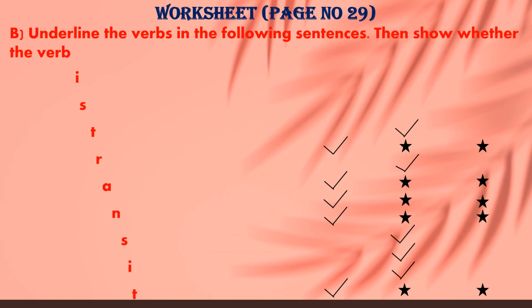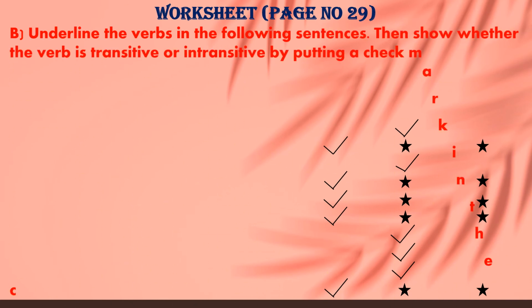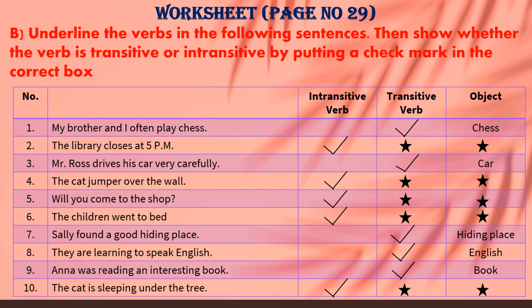Worksheet on page number 28, question number B. Underline the verbs in the following sentences. Children, you have to find out whether the verb is transitive or intransitive. Here I have already given the answer, but I'll show you how you can find out. My brother and I often play chess. So what do my brother and I play? Chess. So chess is the object.